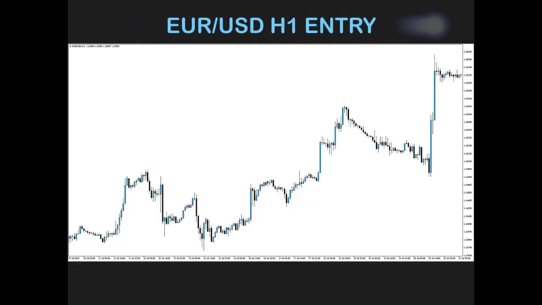So what we're going to do is drop down to an H1 chart, because that was a daily bias. Now with a daily bias, you can be looking at an H1 for an entry or an H4. I'm going to show you examples of both here, but we're going to look at an H1 first. And this is the area where we said we were going to be looking for bullish setups.